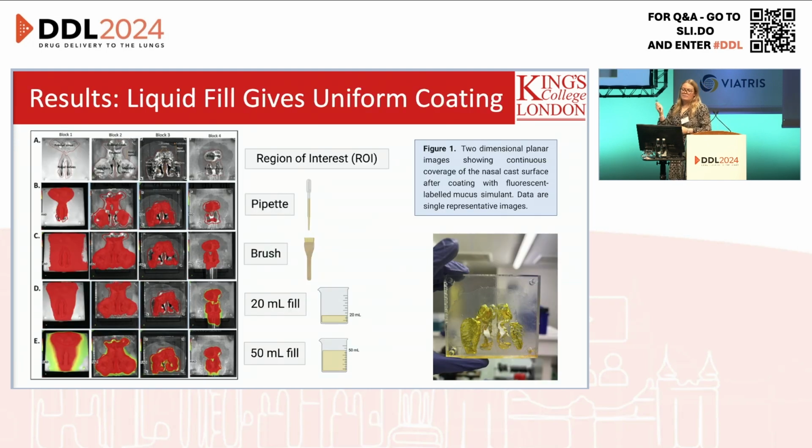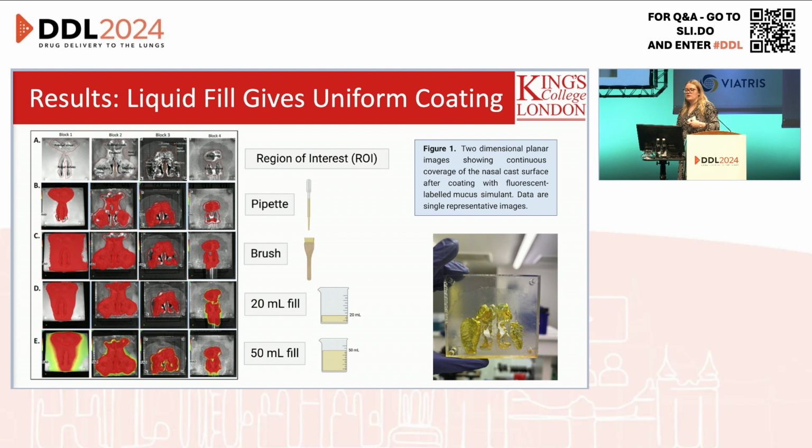And like I said, I applied fluorescein, so I used a Lumina, which is basically a fluorescence imager, and I gave each of the blocks a region of interest. And you can see where mucus is present is red, and where mucus is not present, it's just clear. And especially with the pipette and the brush techniques, you can see, especially with blocks 2 and 4, that we're not seeing a continuous, uniform distribution of the mucus inside the cast at all. There's lots of gaps, which is obviously not ideal. Whereas you compare that to the 20 and the 50 ml fill, and you can see that it's a lot more uniform inside the cast.